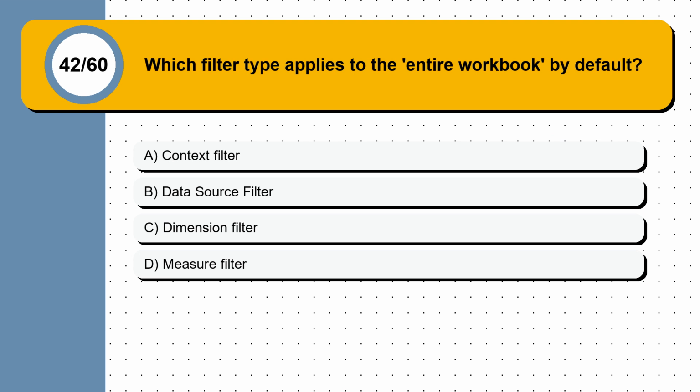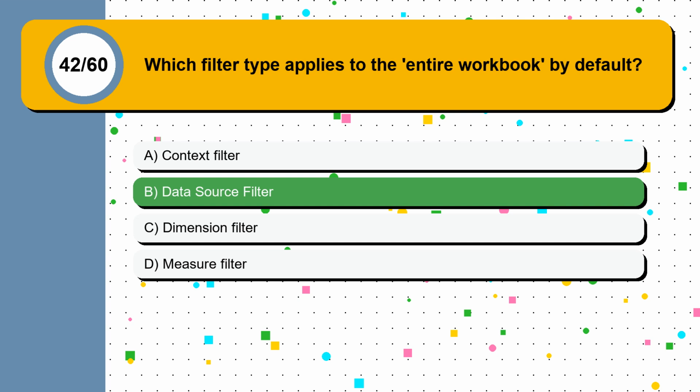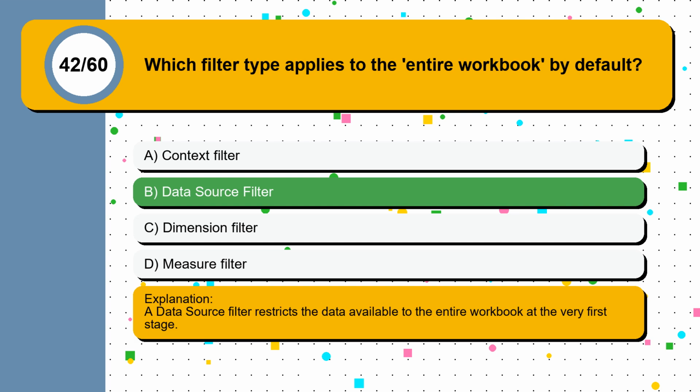Question 42. Which filter type applies to the entire workbook by default? Option A, context filter. Option B, data source filter. Option C, dimension filter. Option D, measure filter. The correct answer is option B, data source filter. A data source filter restricts the data available to the entire workbook at the very first stage.